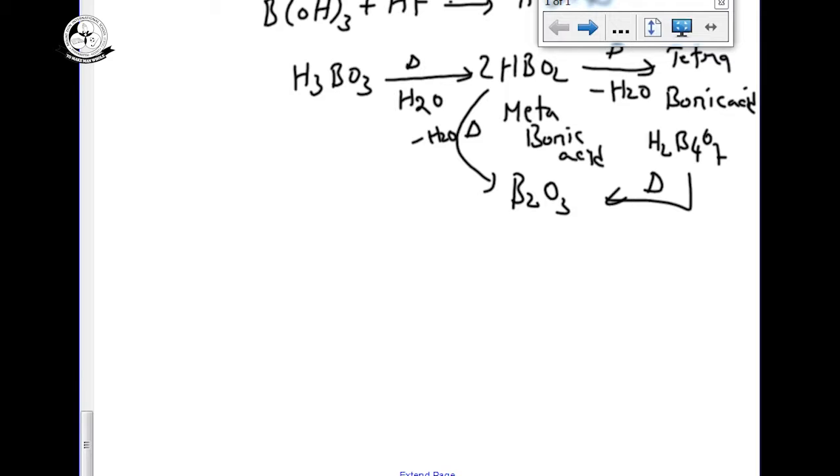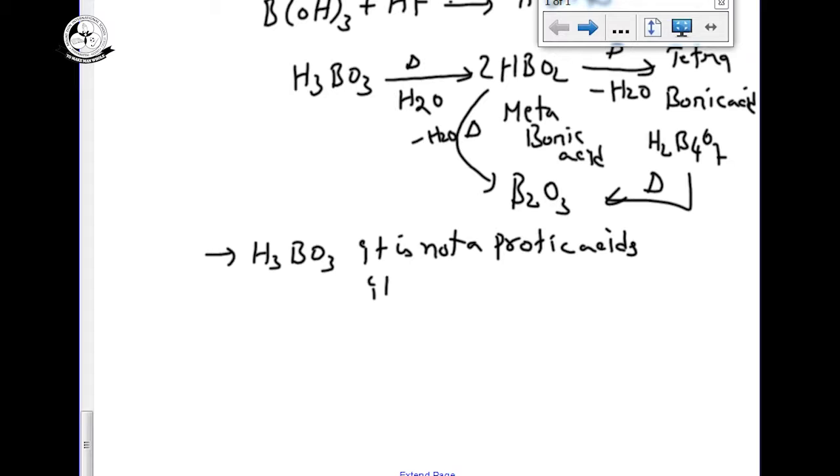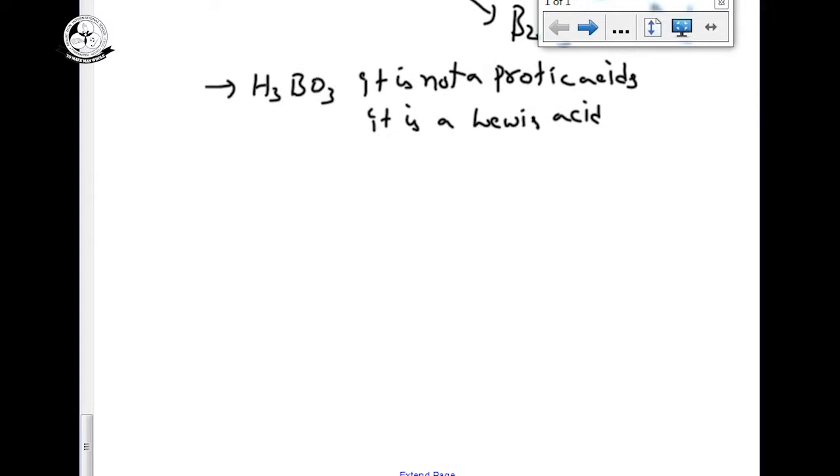Boric acid is an acid, but it is not a protic acid. Generally, boric acid is a Lewis acid. While looking at H3BO3, we may feel it is a protic acid, but it is not. It is a Lewis acid, which means an electron pair acceptor. It is not ready to donate H plus ions. It's not a protic acid, it's a Lewis acid.